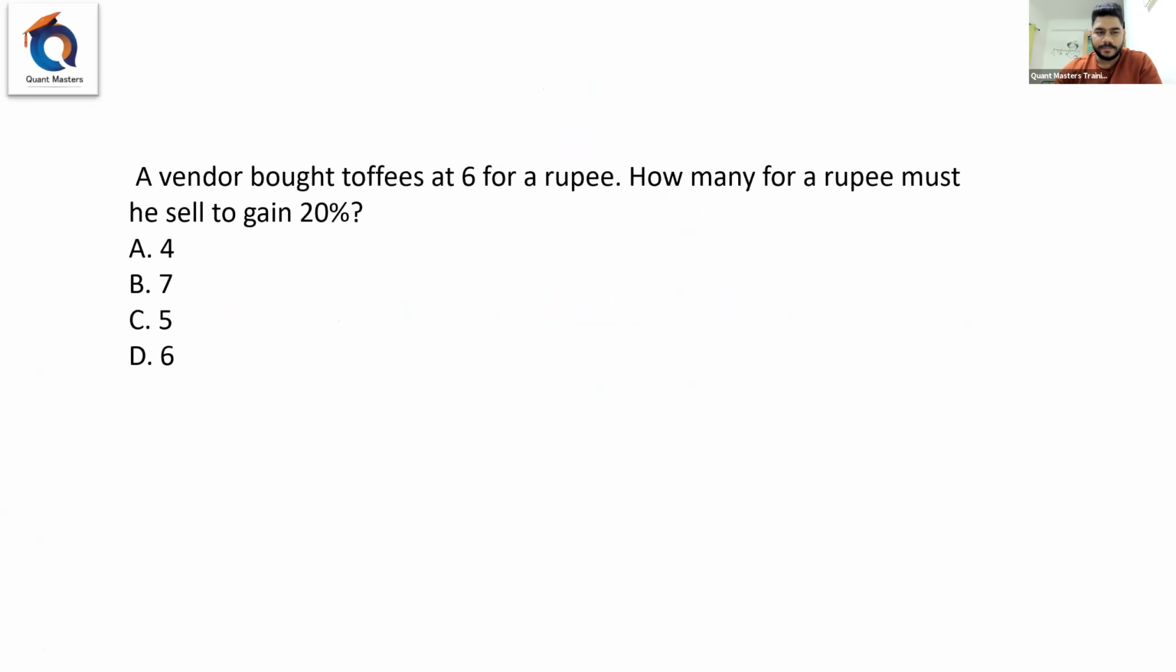Question number one. A vendor bought toffees at 6 for a rupee. How many for a rupee must he sell to gain 20%? Okay, so you might apply formulas or you can solve it in 4 to 5 lines. Now see how I solve this problem. Now I need a profit of what? 20%. Can I say 20% is nothing but 20 by 100? So 20 by 100 is nothing but 1 by 5.